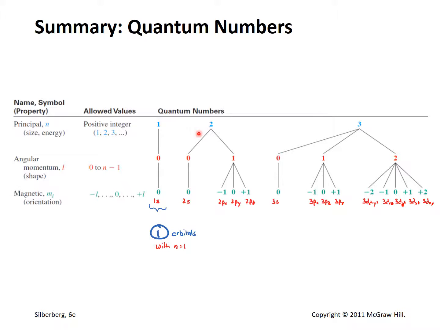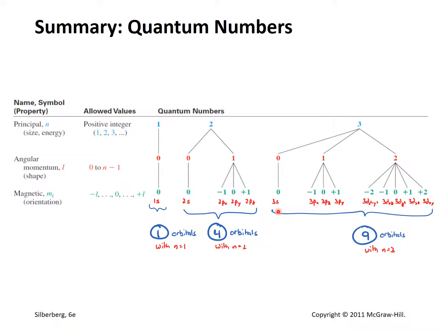However, when n equals 2, then we can have 2s and 2p atomic orbitals, giving us 4 possible atomic orbitals for n equals 2. Finally, for the case when n equals 3, then we can have 3s, 3p, and 3d atomic orbitals, giving us 9 atomic orbitals for the case where n equals 3.